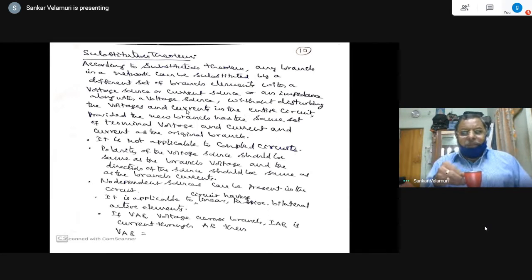Most of the time, power system problems are taken care of very carefully. So no dependent sources can be present. People always ask me the question about the dependent sources. And it is applicable to circuits having linear, passive, bilateral and active elements. Okay.